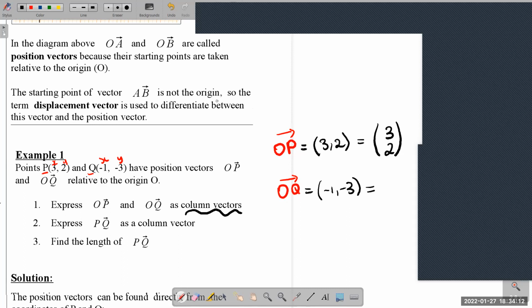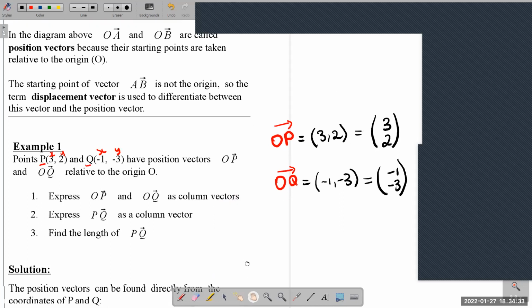So remember, we spoke about the different types of representation. So you see, this is the column representation. Good. So the answer for the column vector for OQ, again, you write the X on top, you write the Y at the bottom, and that's it. Everybody see that? Pretty straightforward. And we're going to do some more examples, obviously. So that's the first one.